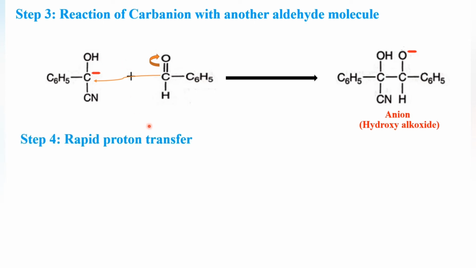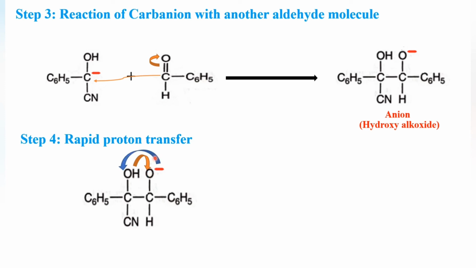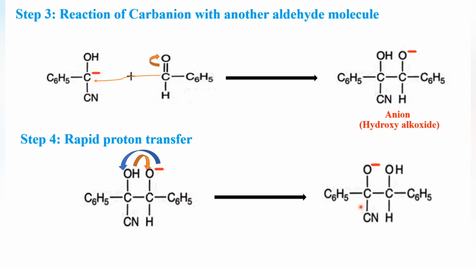So the next step is again rapid proton transfer. Here we have taken the anion, that is the hydroxy alkoxide. It undergoes rapid proton transfer, that is, the H attached to the oxygen is moving here, and that's why the negative charge is moved to this oxygen. So here we are getting one more anion, which can be called one more hydroxy alkoxide.